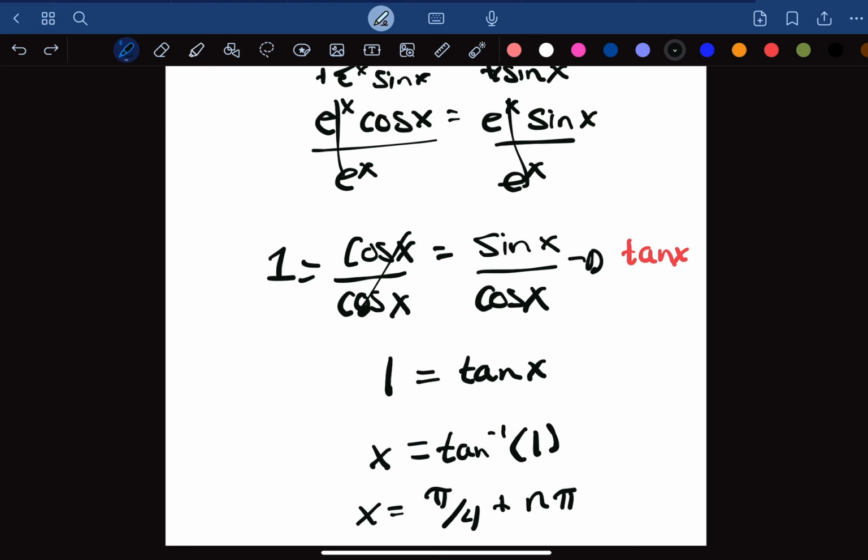And this is how you would find your horizontal tangent. So you have a horizontal tangent when x is equal to pi over 4 plus the period of your trig graph, which is n pi.